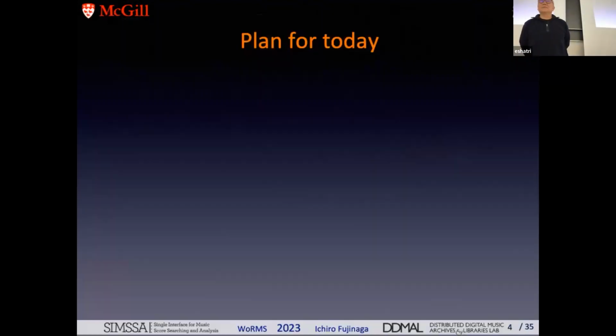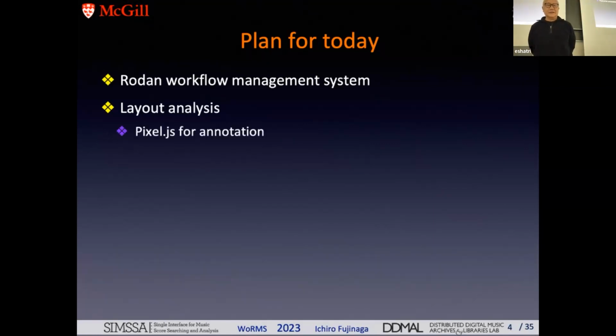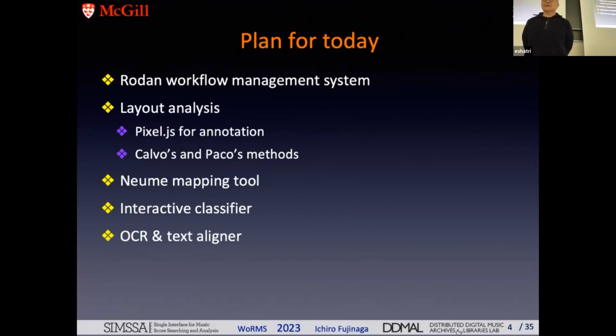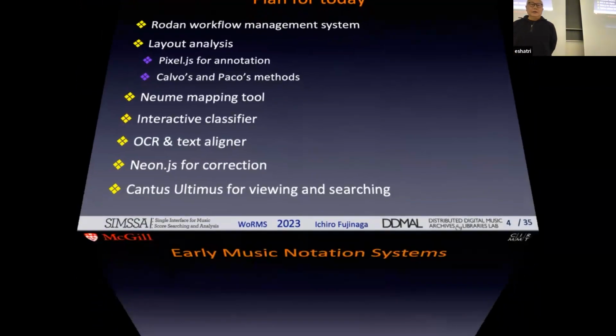All right. So, the plan for today. I'll talk about the Rodan workflow management system, its layout analysis, choosing pixels for annotation, and a couple of cool deep learning methods for that. I'll talk about what's called the neume mapping tool, interactive classifier, OCR and text aligner, Neon for correction, and finally, Cantus Ultimus for viewing and searching.